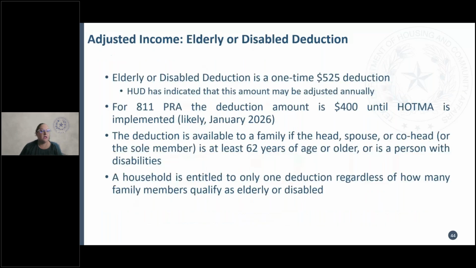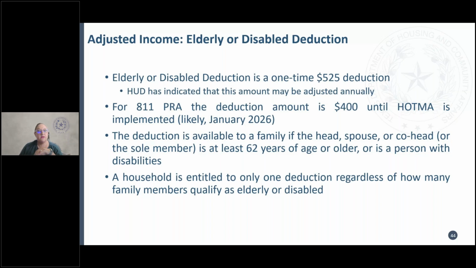Okay. So the next deduction is the elderly or disabled household deduction. And this is different than the dependent deduction. This is a household deduction, not a per person deduction. And right now, this is $525 per qualified household. For 811, though, this is still 400 until HOTMA is implemented, which right now is going to be January of 2026.